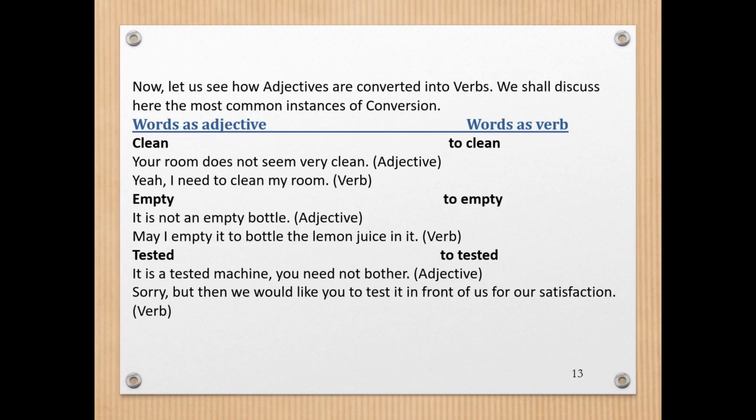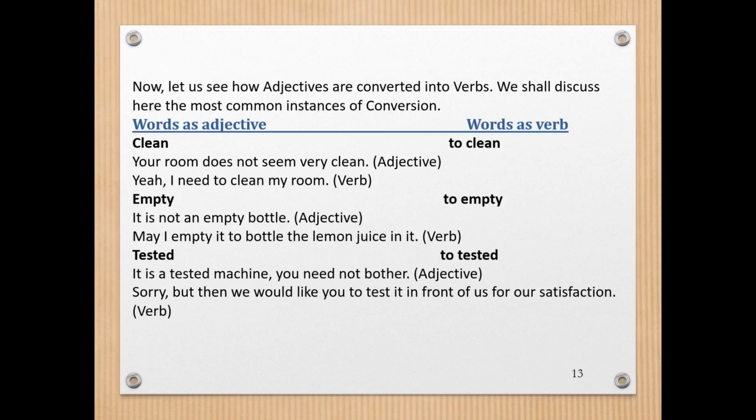It is not an empty bottle. That means there is something in it. You said the bottle is empty, but it's not an empty bottle. So empty is used here as an adjective. Bottle is a noun here, but you can also use bottle as a verb. To bottle the juice, to bottle something. To bottle means to pour something inside the bottle.